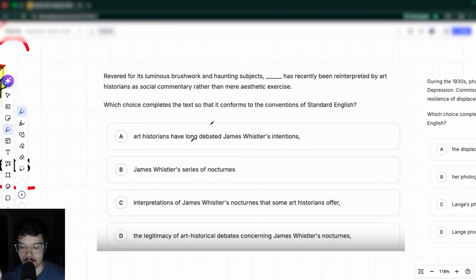The way you solve a modifiers question on the SAT is you have to look at the part that's right before the blank. So for this one, it would be "revered for its luminous brushwork and haunting subjects." And you basically have to think to yourself, what is that part actually talking about? What is the one thing or the one person that it is talking about? And then you have to choose the choice that has that one thing or that one person at the beginning of the choice.